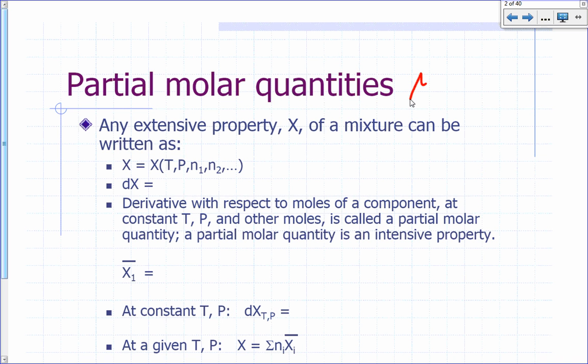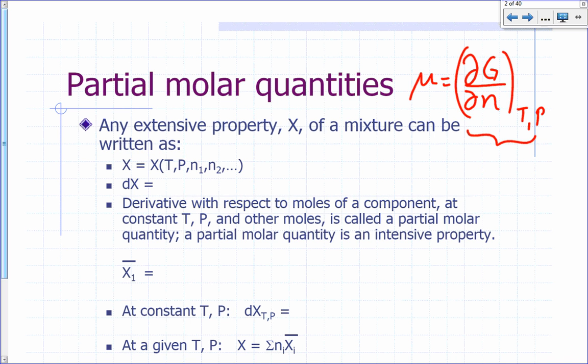And chemical potential, we define that to be the partial derivative of G with respect to the number of moles at constant temperature and pressure. Okay, so we say that chemical potential, this type of derivative, is called a partial molar quantity. So the chemical potential is the partial derivative of G with respect to the number of moles at constant temperature and pressure. So let's try to get a better understanding of partial molar quantities in general first.